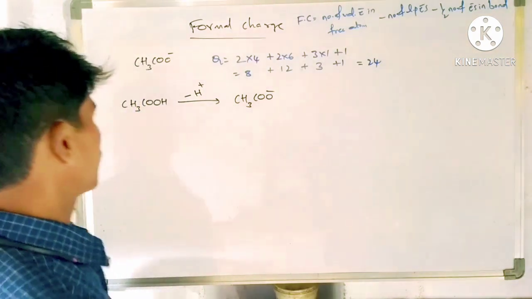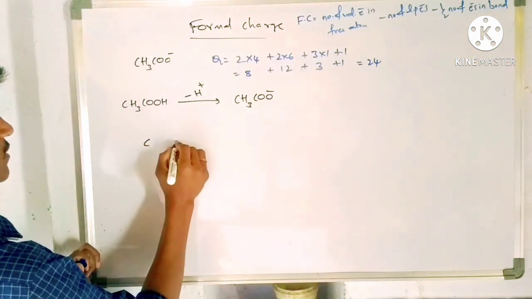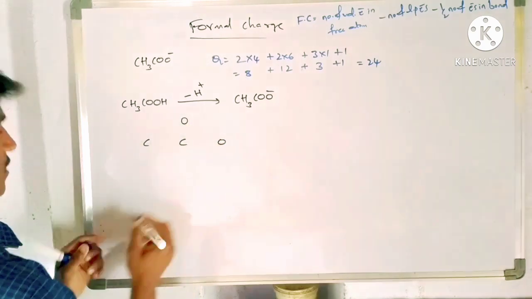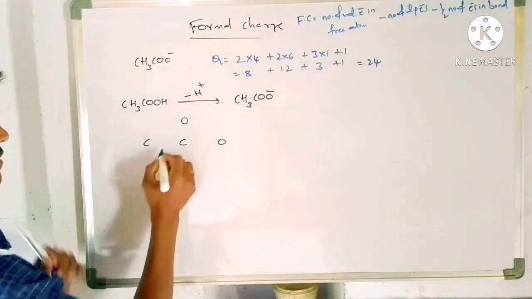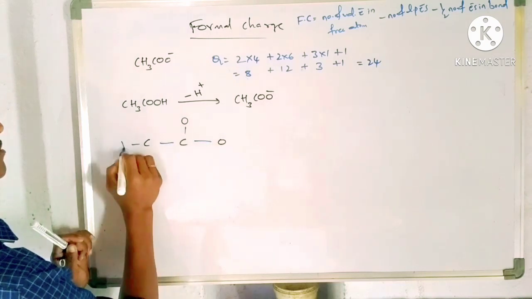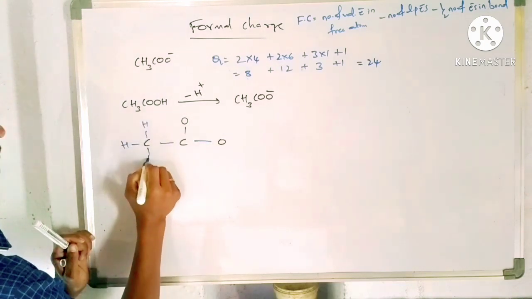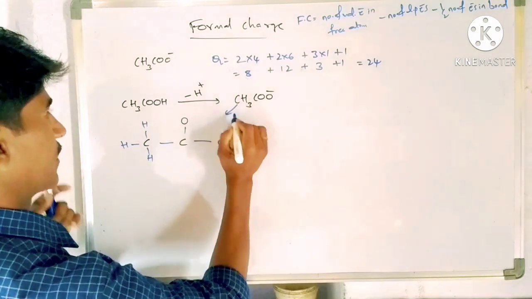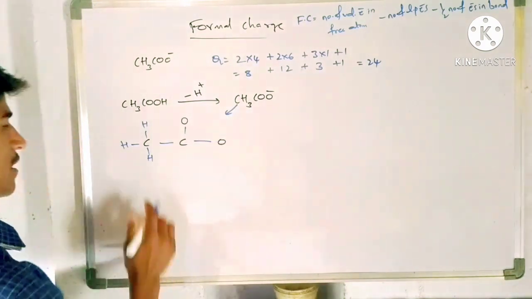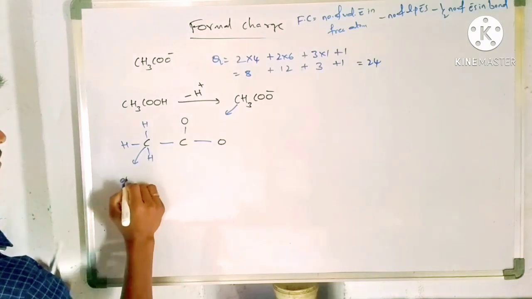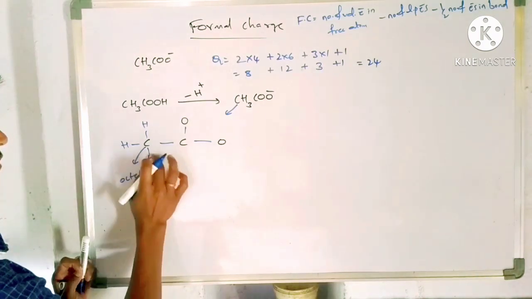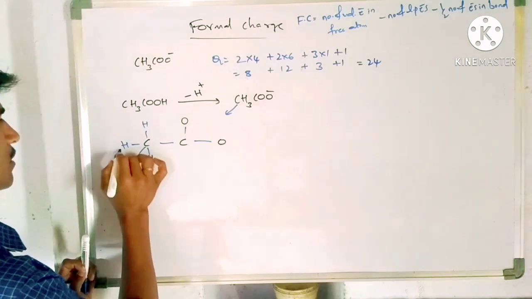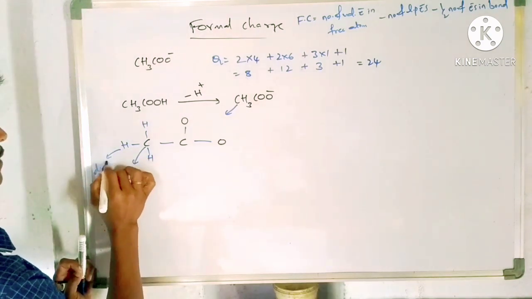Okay, now let us write the structure. 2 carbons are there, an oxygen is there, and another oxygen is there. Let us fulfill that. Bonds are present here, so this forms 3 bonds. Right, so we are writing the carboxylate anion. Here this carbon is stable with octet configuration: 1 2 3 4 5 6 7 8, 8 electrons are there in this carbon. This is stable. This hydrogen is stable, duplet.